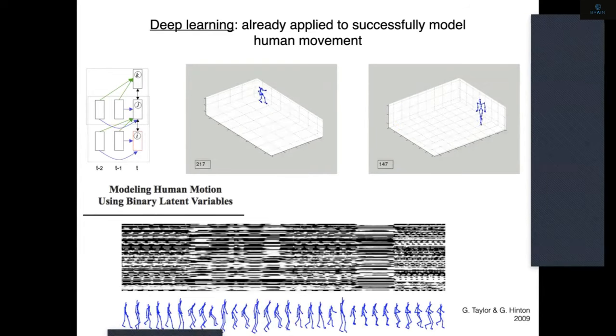We actually wanted to use this in the first place for our animal data, but we found out that we could get away with using much, much simpler techniques, which is what I showed on the previous slide.